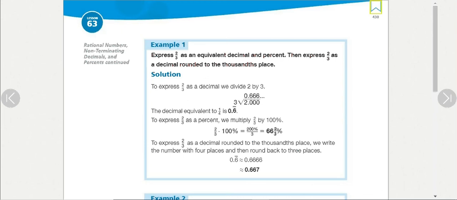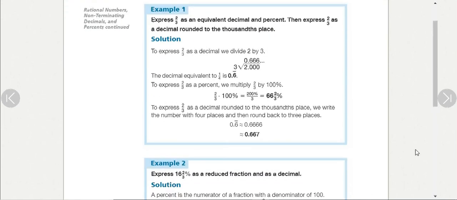Now, what does this have to do with our lesson? Express 2/3 as a decimal and a percent. Then express 2/3 as a decimal rounded to which place? The thousandths place. All right, we'll keep that in mind. First, let's just break this down into things. 2/3, turn it into a decimal. So we go 2 divided by 3. I don't know why it looks like this. That's weird. It's like a check mark.